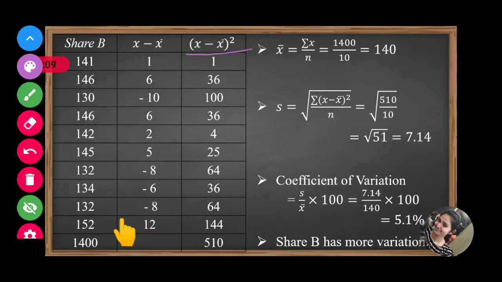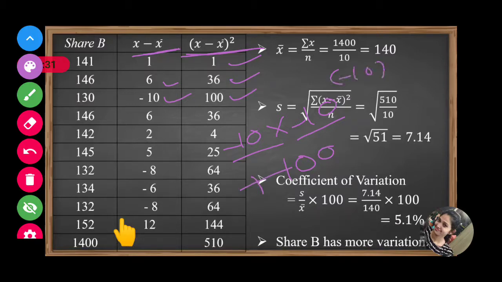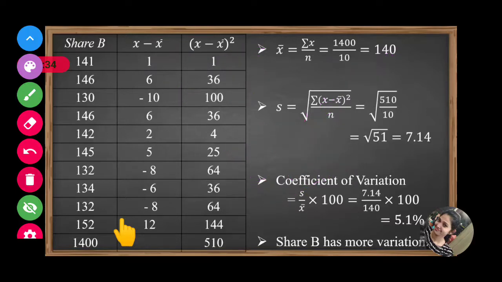Now make a square of this column. 1 square is 1, 6 square is 36, minus 10 square is 100. Always remember any even power of any digit will always be positive. Why? Suppose 10 square, it means 10 two times, 10 tens are 100, and the two minuses make a plus. So minus 10 square, the answer is plus 100. Now 6 square is 36, 2 square is 4, 5 square is 25, minus 8 square is plus 64, minus 6 square is plus 36, minus 8 square is 64, 12 square is 144.